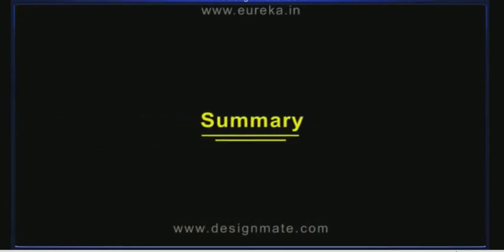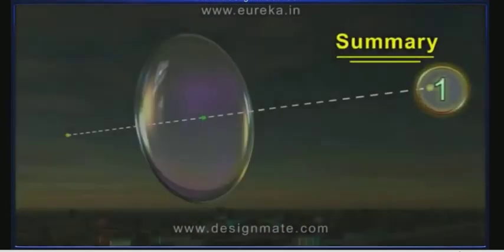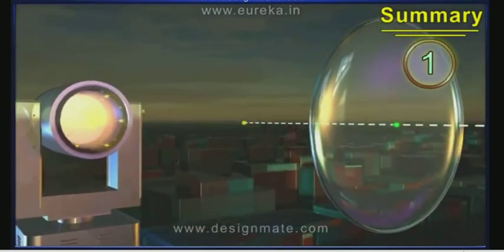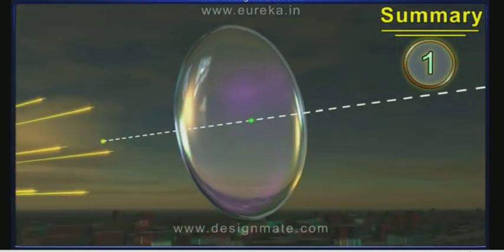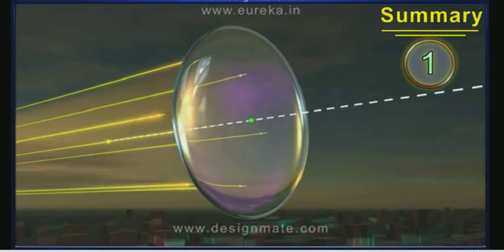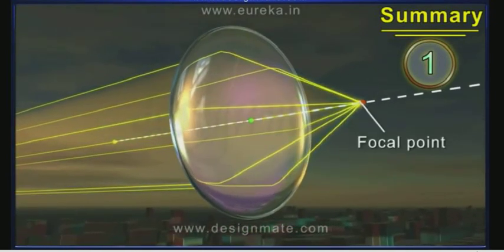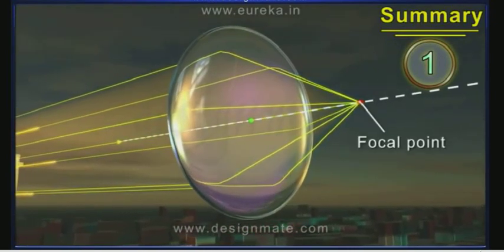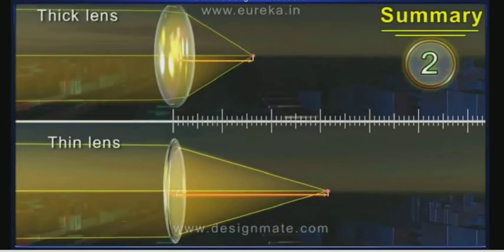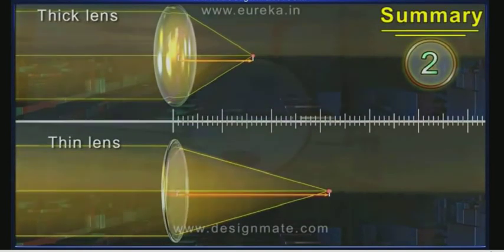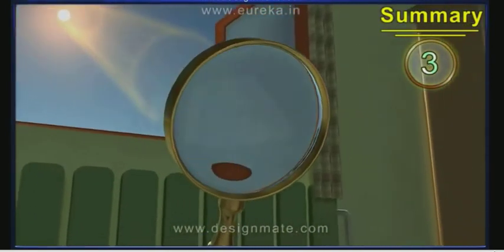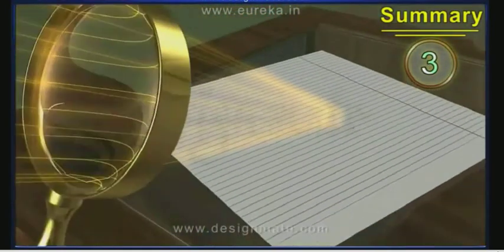To summarize, we have understood that, 1. Light rays parallel to the principal axis and incident on one side of the convex lens undergo refraction and converge at a point on the principal axis on the other side. 2. The focal length of a thinner lens is greater than that of a thicker lens. 3. A real image produced by a convex lens is formed on the other side of the object.